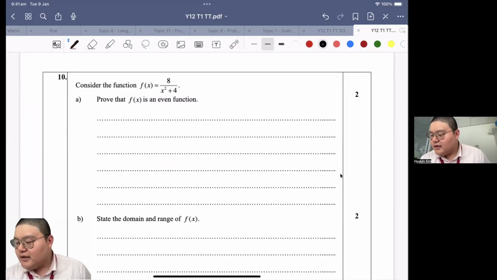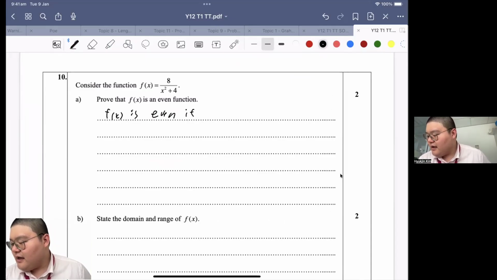Now, consider the function f of x equals all that. Prove that this is an even function. So let's see. f of x is even if f of -x equals f of x.